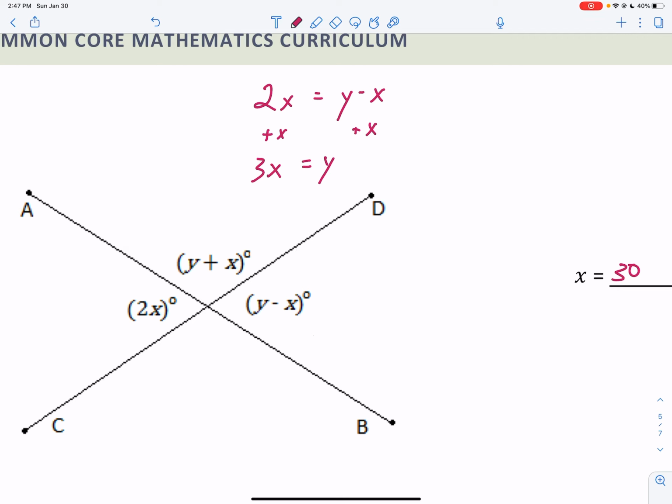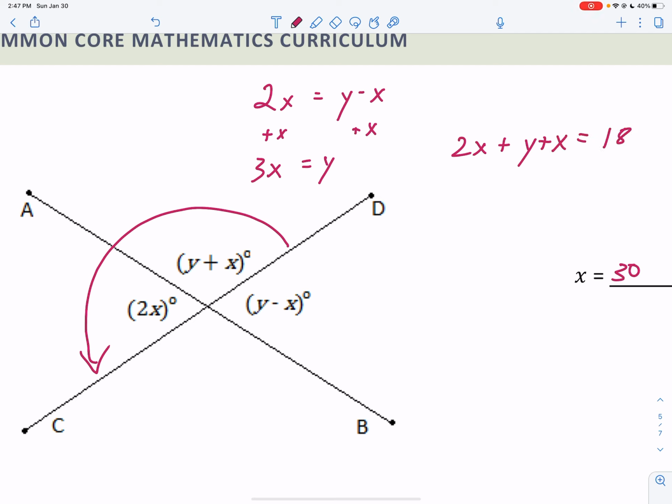I want to use something different. Let's just use these two right here. Let's say 2x, the exact same thing that we would use before, plus y plus x equals 180. And instead of writing y, let's use the fact that y is equal to 3x. So instead of writing y, we can now write 3x to only have one variable.